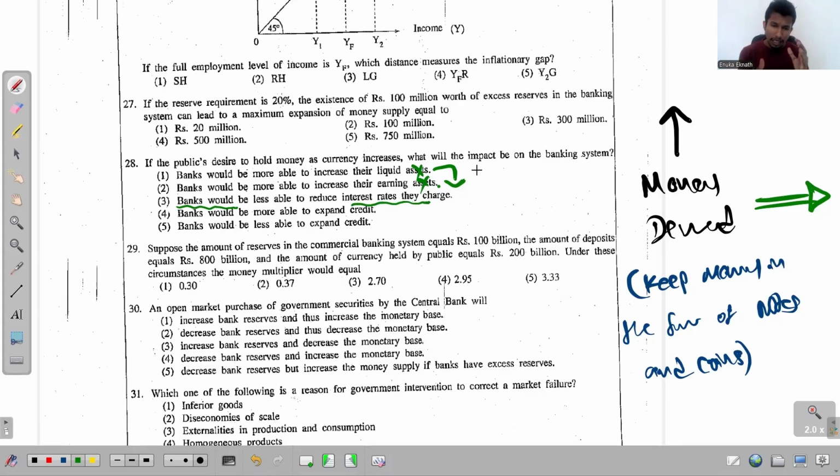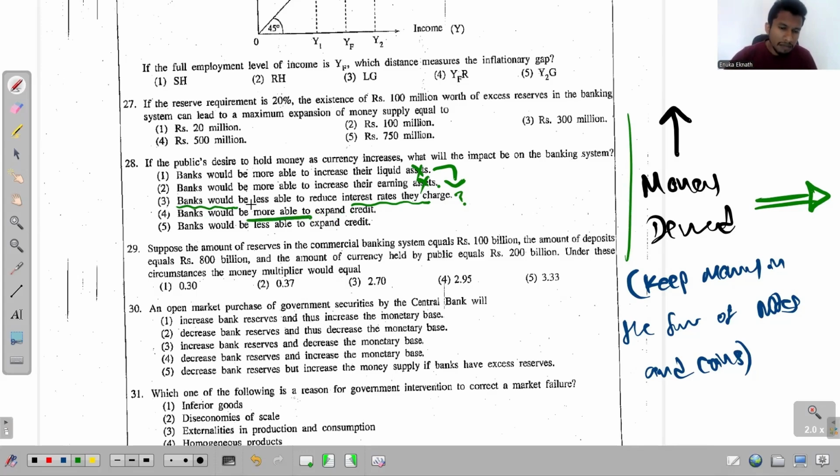So now they are just going to compare the money demand and the relationship that exists between money demand and the interest rates. There's no such relationship between these two variables. We can't just consider money demand and comment on what happens to the interest rates because there's no such direct relationship between these two. So this is not an exact thing. Again, we can't just directly say that the interest rates reduce or increase. We can't say that. The fourth one, banks would be more able to expand credit.